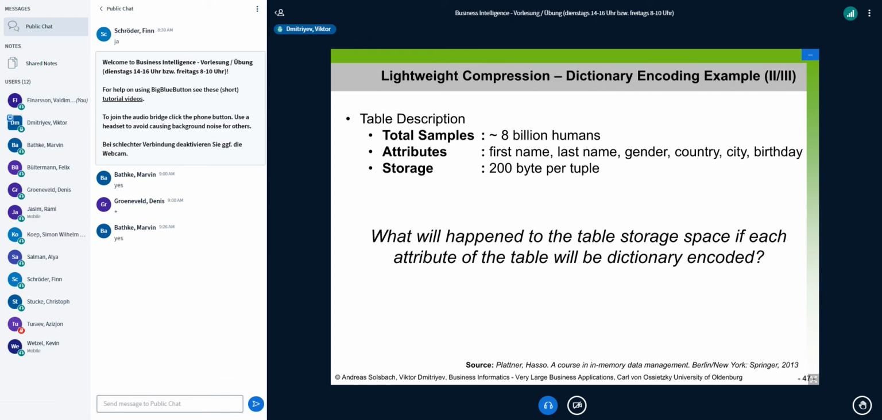So again, it's a thought experiment. Just imagine that you want to save the data about all human beings on the earth, and you are going to use 200 bytes for each single person. We just want to see how good the compression could be, even with this dictionary encoding example. Dictionary encoding means you know all the dictionaries, and if you see a word, you can assign an integer to this word, and later on you can use this integer instead of the word. So this is basically the idea.